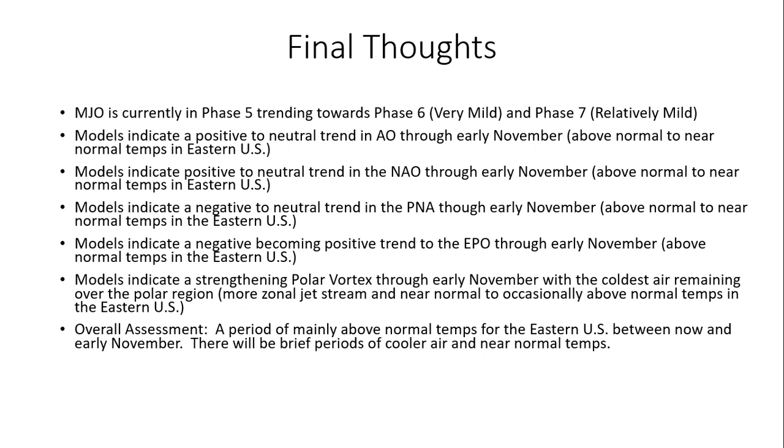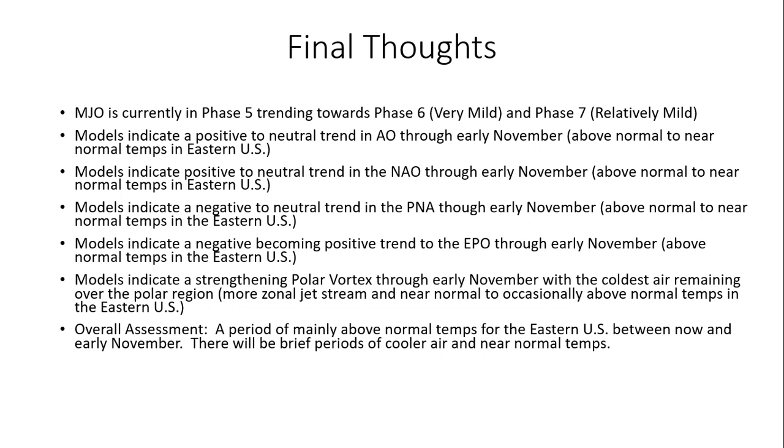Models are indicating a positive to neutral trend in the North Atlantic Oscillation, the NAO, through early November, with above normal to near normal temperatures across the eastern U.S. Models are indicating a negative to neutral trend in the PNA through early November, with above normal to near normal temps in the eastern U.S. And then models are also indicating a negative, becoming positive trend to the Eastern Pacific Oscillation, or EPO, through early November, which would yield above normal temperatures in the eastern U.S.